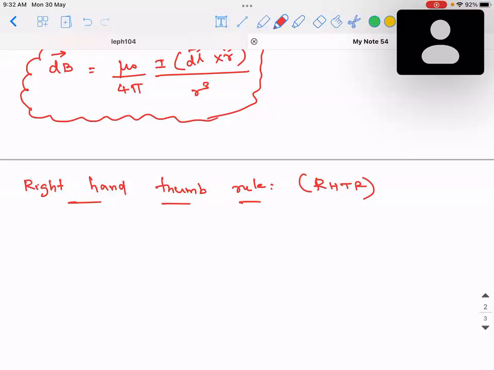So in this chapter, we'll be discussing two rules. One is the right hand thumb rule, and the second is Fleming's left hand rule, which is used to calculate the direction of force. I told you about the charged particle in a magnetic field. That time it will experience force, and we'll use our left hand rule, sorry, Fleming's left hand rule. Clear? Now, can somebody state the right hand thumb rule?